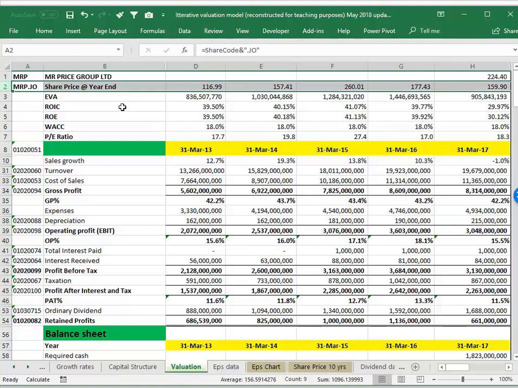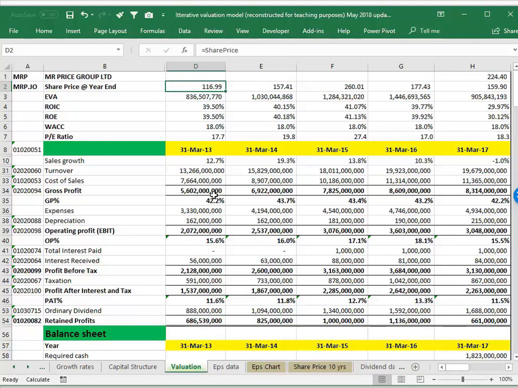Let's jump in here with a year-end share price. We've got some data here that goes back to March 2013 and includes the March 2017 annual financial results for Mr Price. At the year end in March 2013, Mr Price had a share price of 116 Rand and 99 cents. You can see this went up to 157, up to 260, and then over the subsequent 2 years declined back down to 159 Rand and 90 cents.